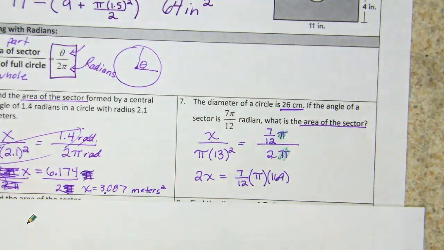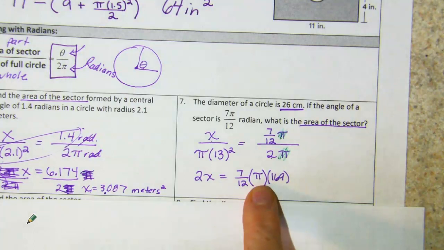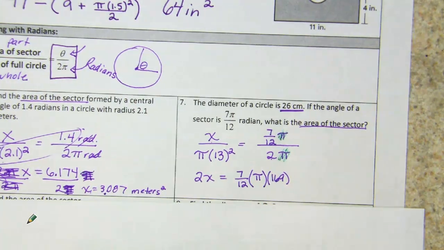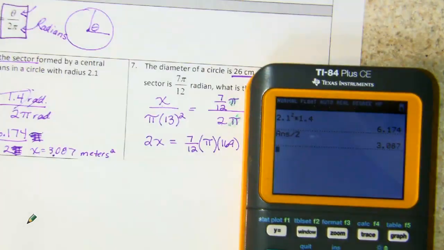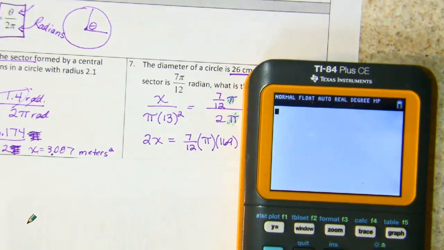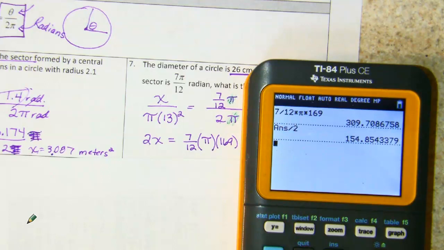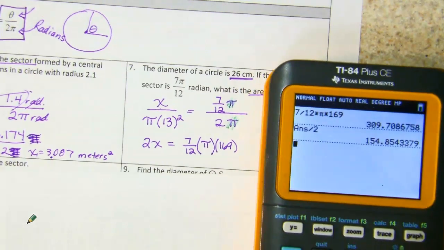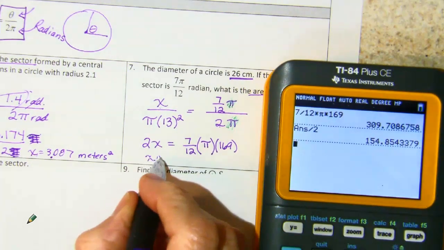So basically what we need to do is to calculate this on the calculator and divide it by 2 to solve for x. So we have 7/12, then we have that times pi times 169. So that's going to give me that number. Then I'm going to divide that by 2. And then I'm going to get the answer. So the answer to this, the area of the sector, x is approximately 154.85 square centimeters.